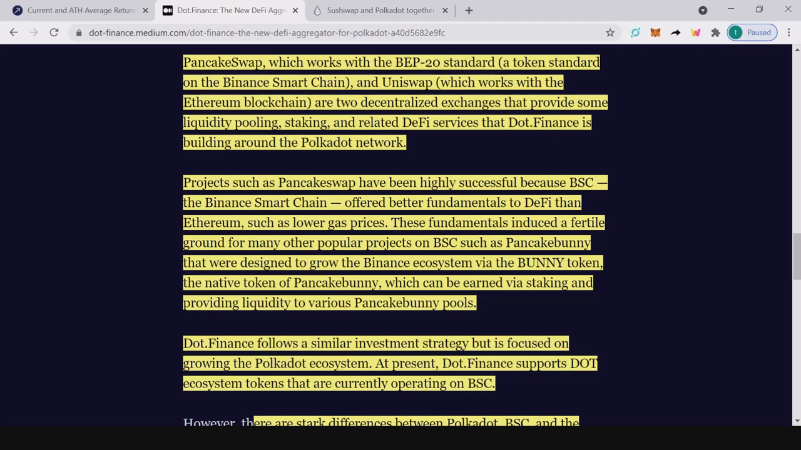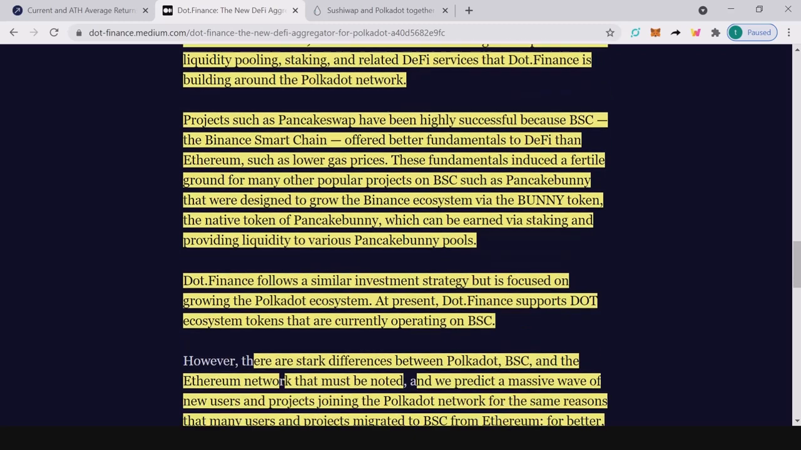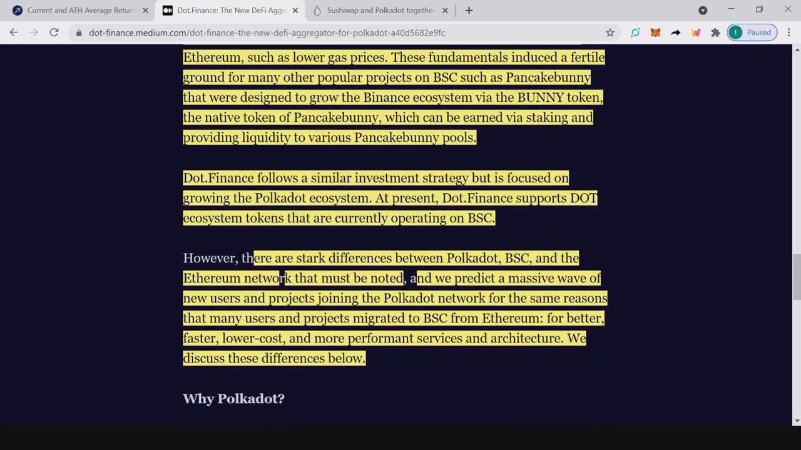And these fundamentals induced a fertile ground for many other popular projects on BSC, such as Pancake Bunny, that were designed to grow the Binance ecosystem via the Bunny token, the native token of Pancake Bunny, which can be earned via staking and providing liquidity to various Pancake Bunny pools. So they're just telling you that BSC is coming up, right? Ethereum is there already. Okay, it's a solid DeFi. Solid DeFi projects built on Ethereum.